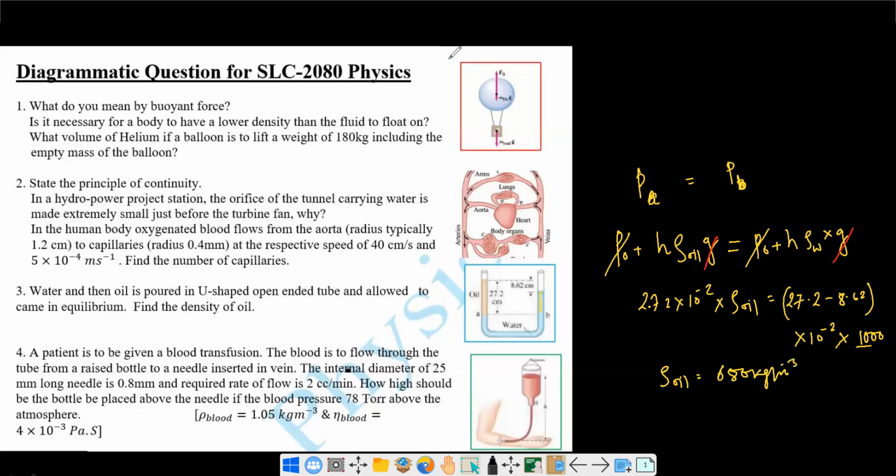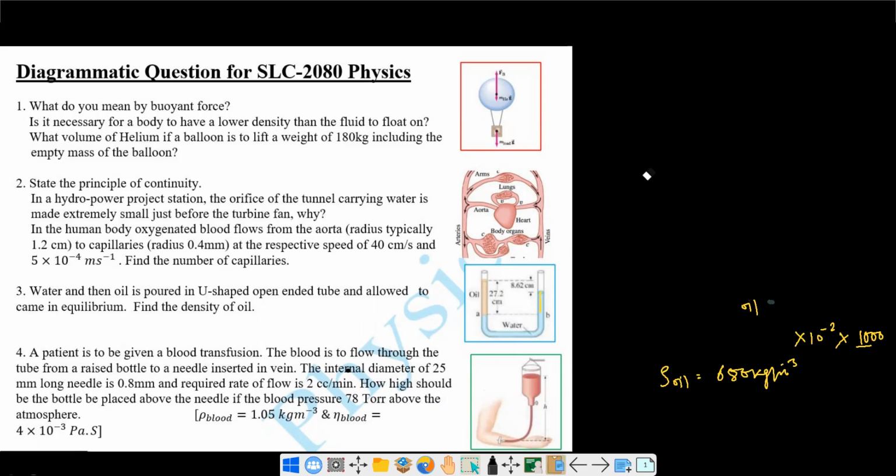Now let us move on to another problem related to this, again fluid dynamics. Again, it is related to the human body. A very practical and pragmatic question is mentioned there. You can see a patient is given a blood transfusion. It is always necessary in medical treatment. The blood flows in the tube, which is raised to the bottle, and a needle is inserted inside the vein.